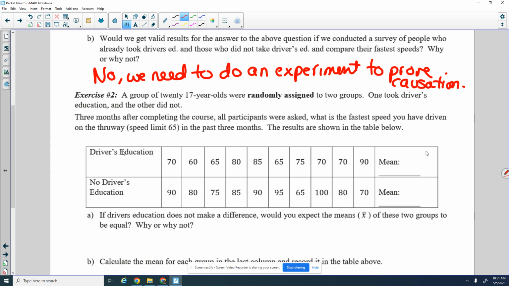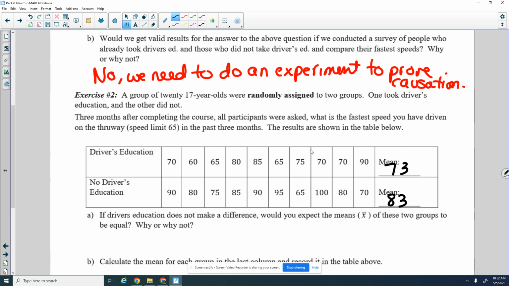So here we have the driver's education group. This is the 10 participants and the numbers that they reported. The no driver's education group, this is the numbers they reported. So the first thing we do with an experiment is we want to find the group average. I'm not going to show this in the video because we should know how to do this. We could add them up and divide by 10, or we could type them in L1 and get the average with one variable stats. So the average of the first group is 73. The average of the second group is 83.